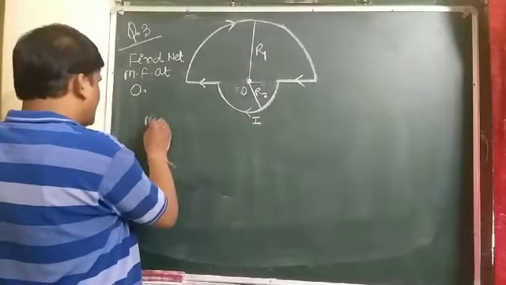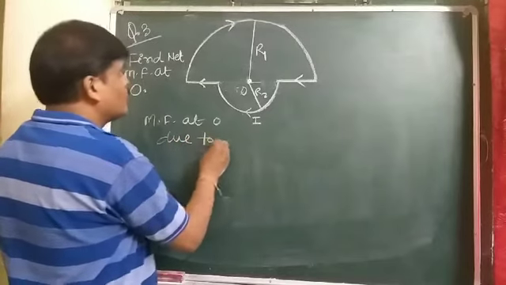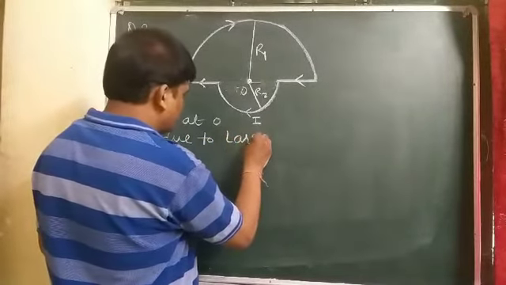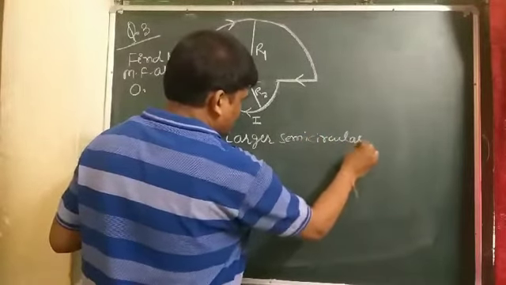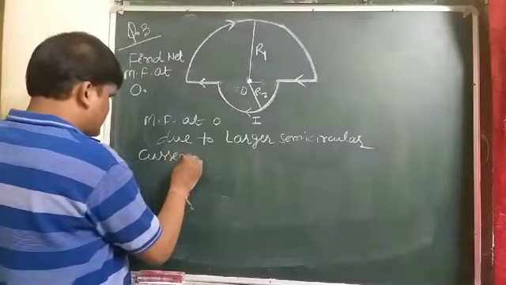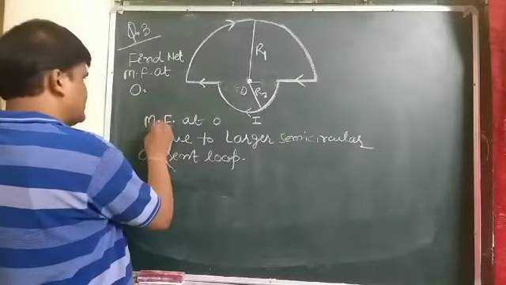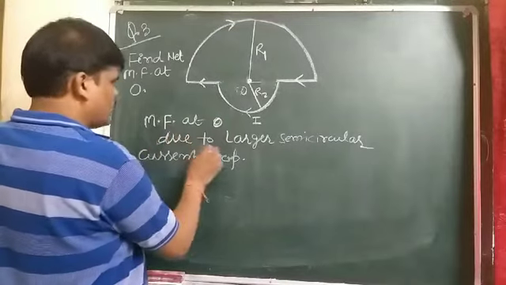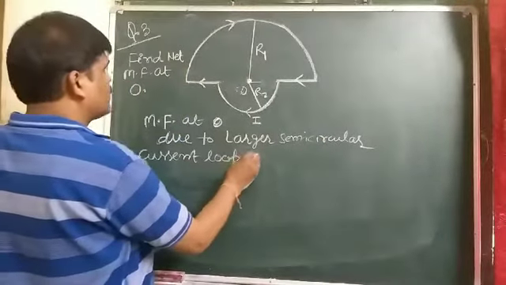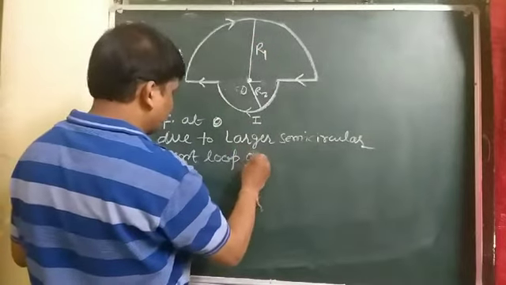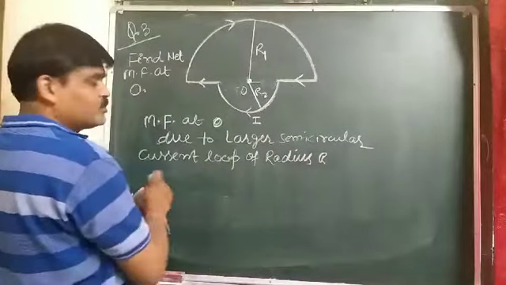Now, the magnetic field at O due to the larger semicircular current loop, that is, of radius R1.